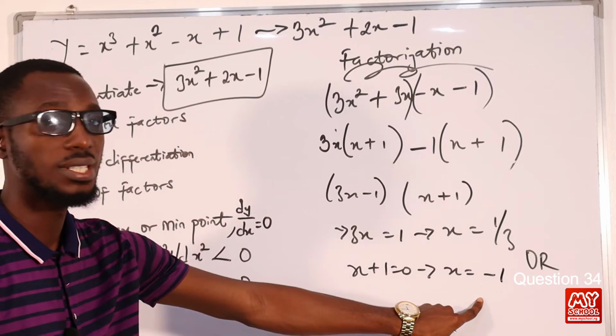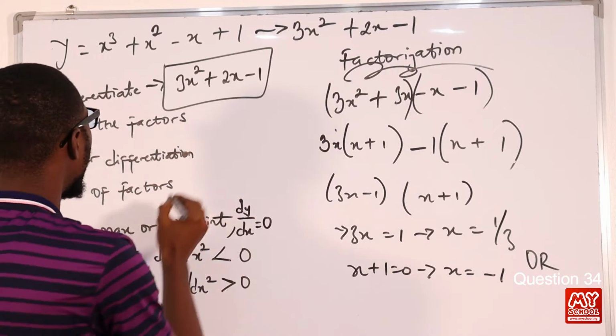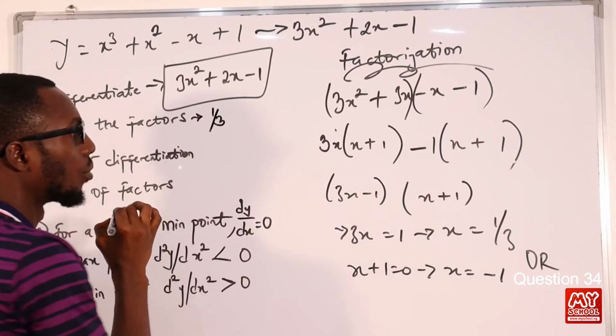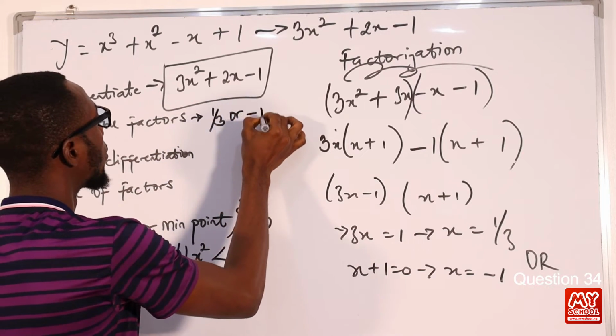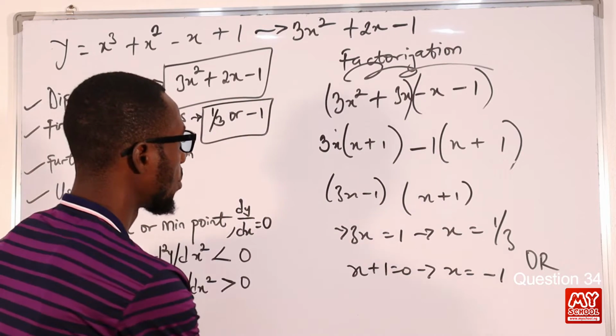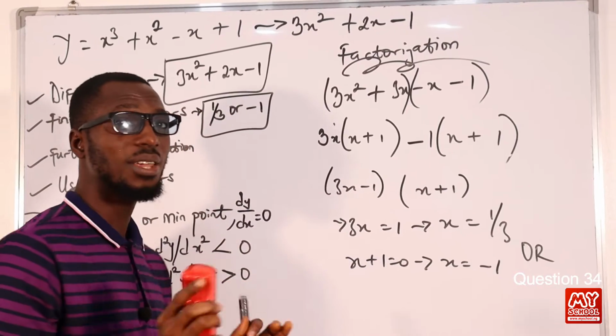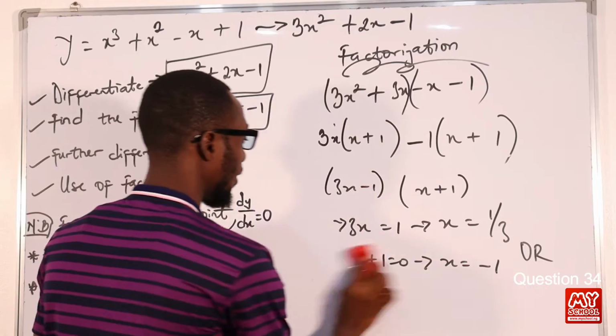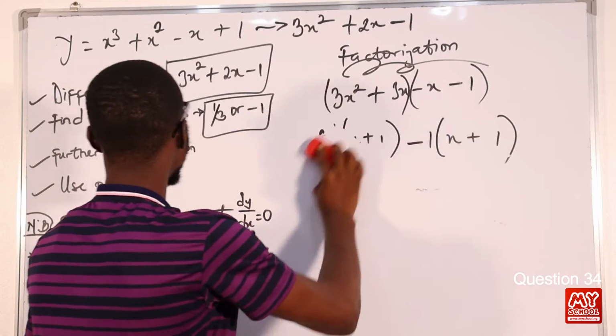So these are the factors that we are looking at. So let's input it here. So the factors are 1 over 3, or minus 1. Alright, so we have to take this off so that we can have enough space to work with. Please take your time to learn this. It's very easy, just practice. So we are going to the next step.